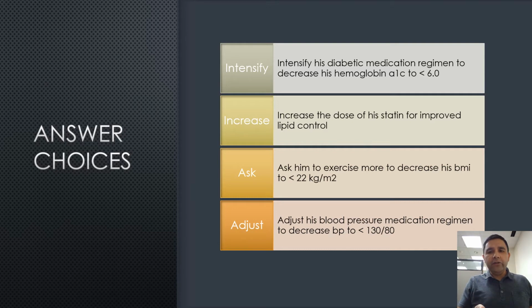And so here are your answer choices. Number 1, intensify his diabetic medication regimen to decrease his hemoglobin A1C to less than 6.0, or increase the dose of his statin for improved lipid control, or ask him to exercise more to decrease his BMI to less than 22, or adjust his blood pressure medication regimen to decrease his blood pressure to less than 130/80. What I want you to do is pick a choice, write it down and hold on to it, and I'm going to tell you what is the right answer at the end of this lecture.